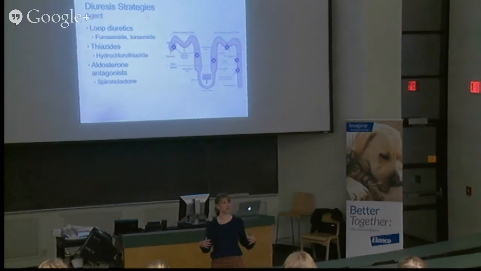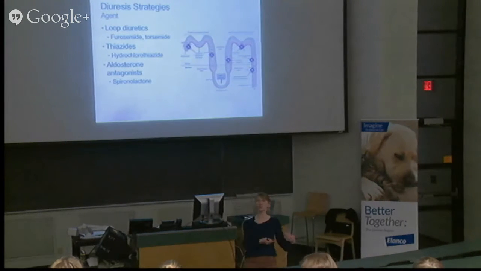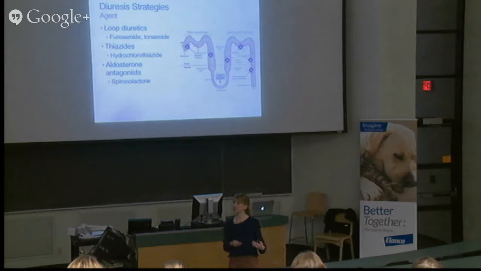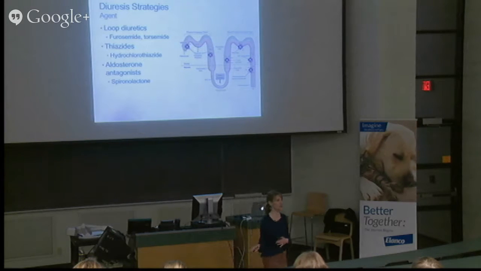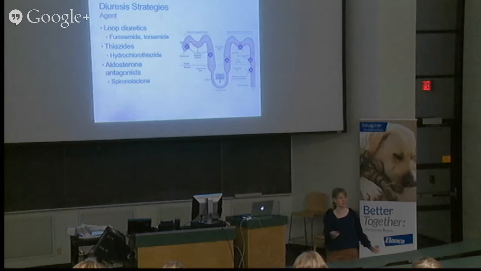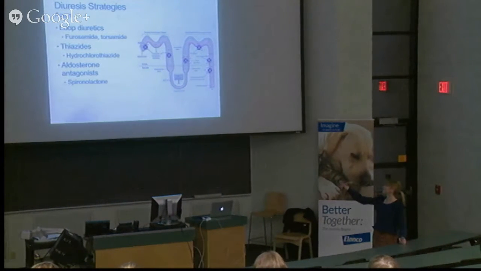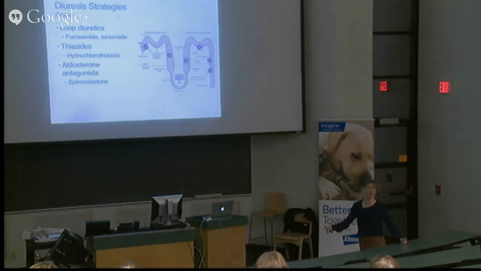So as you can see, depending on where that diuretic is acting within the tubule, that's going to relate to its potency, right? So the more proximal something is acting, the more potent it is. The more distal a diuretic is acting, the less potent it is, because by the time the ultrafiltrate has reached this distal portion here, much of the sodium and water reabsorption has already occurred. So the things that are more potent are going to act more proximally.